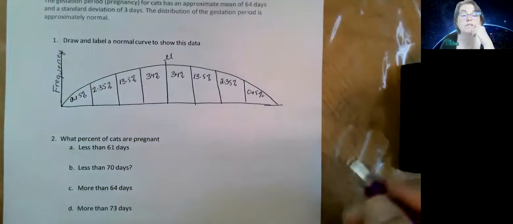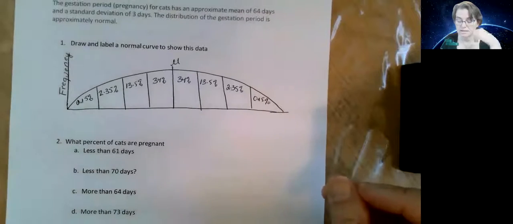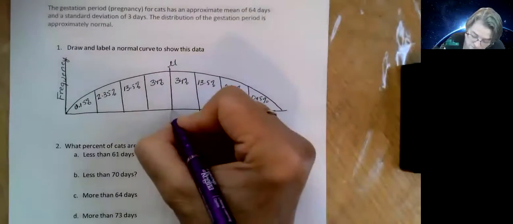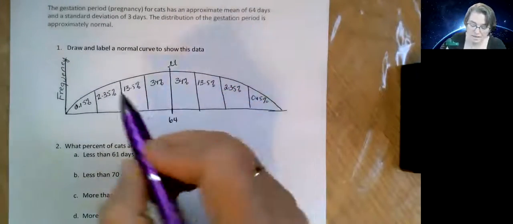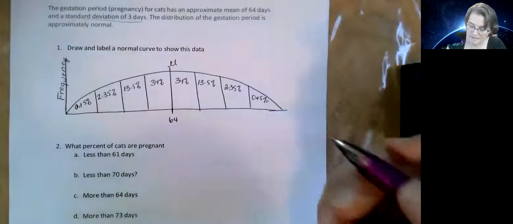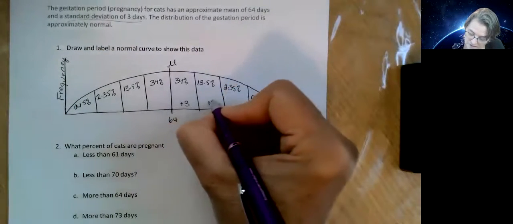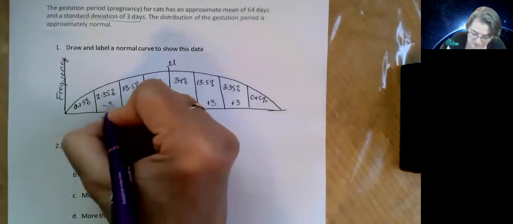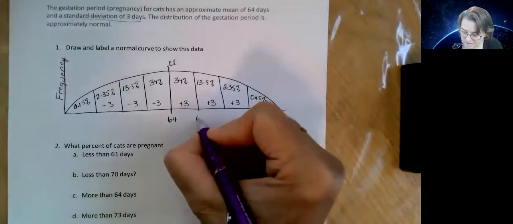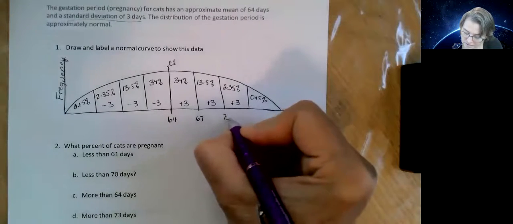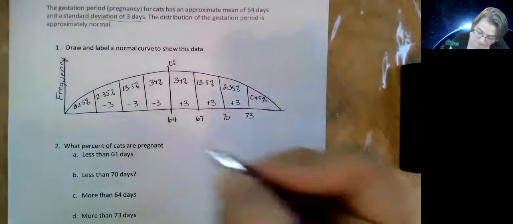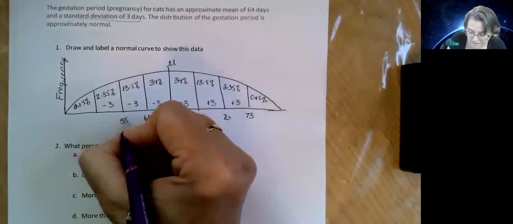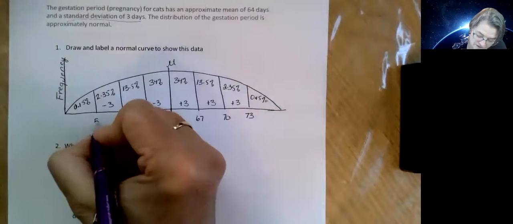And now we can actually care about the question. It says the gestation has a mean of 64 days. Alrighty, so 64 goes in the middle. And a standard deviation of 3 days. So plus 3, plus 3, plus 3, minus 3, minus 3, minus 3. All right, 64 and 3 is 67, plus 3 is 70, plus 3 is 73. 64 minus 3 is 61, minus 3 is 58, minus 3 more is 55.